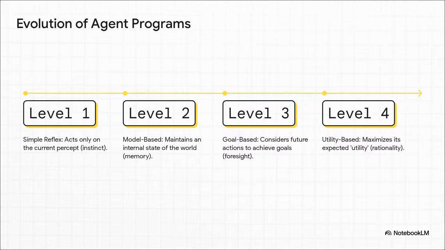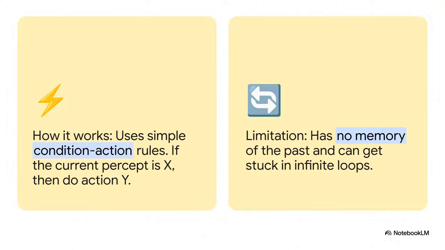We'll go from pure, simple instinct to adding memory, then adding some foresight, and finally topping it off with a kind of rational thinking. Right at the bottom of that ladder, we've got this simple reflex agent. This thing is pure instinct. It just follows simple if-then rules. If you see brake lights, then hit the brakes. Super simple. But here's its fatal flaw.